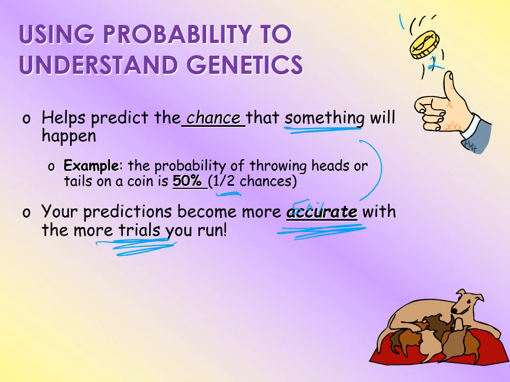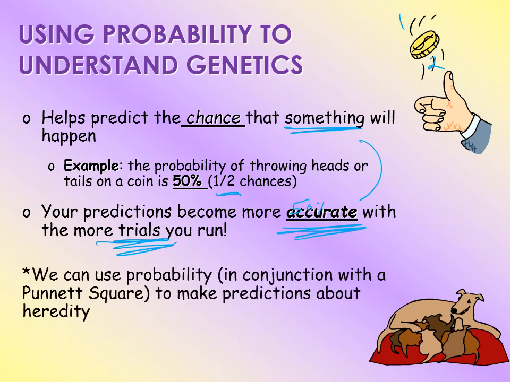So that's what made Mendel so effective, is that he worked with so many pea plants, thousands and thousands of them, and his predictions, the things that he thought were going to happen, often came true with the number of plants that he was experimenting on. So you will use this idea of probability in conjunction with a Punnett square, and we will talk about Punnett squares in a couple things.